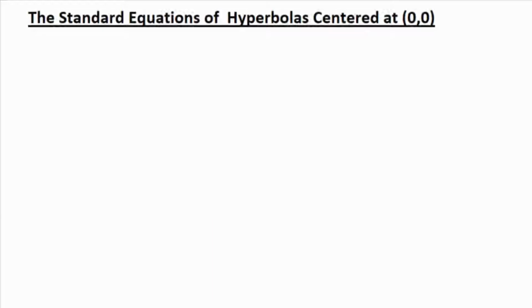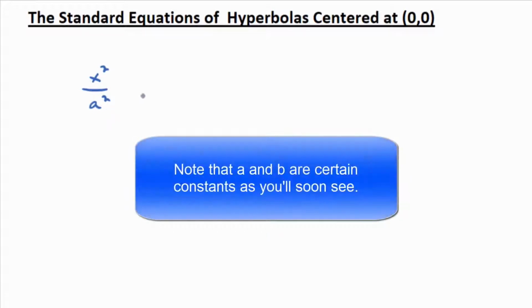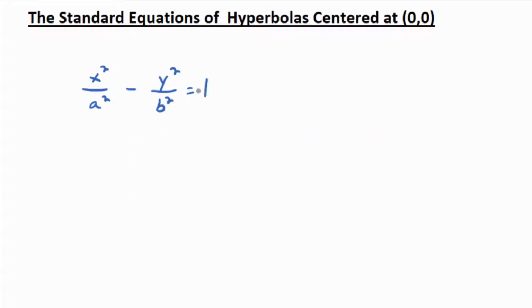So let's talk about the standard equation of hyperbolas centered at 0, 0. There are two standard equations. The first version goes like this: x squared over a squared minus y squared over b squared equals 1. Now, which equation does this look like that we talked about just yesterday? It's similar, though not exactly the same. It looks like an ellipse, except instead of having a plus between the x squared term and the y squared term, there's a minus. And it changes the look of the graph considerably.